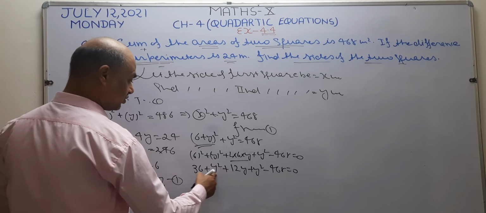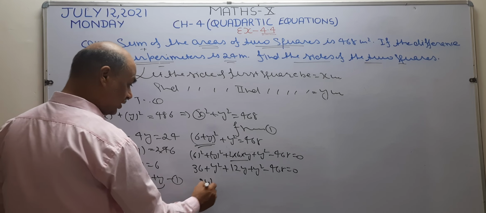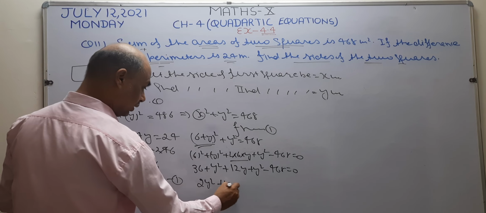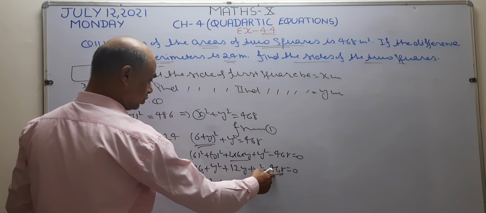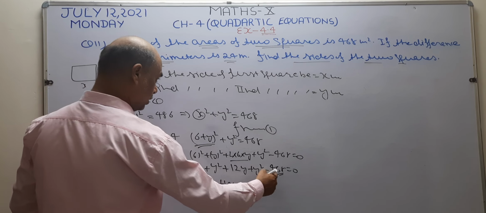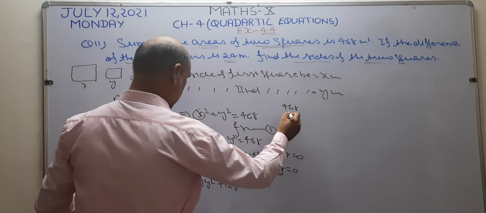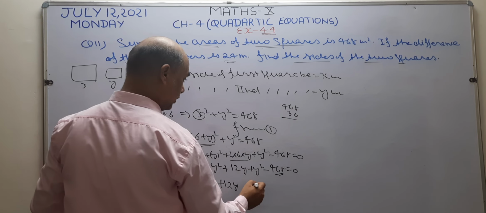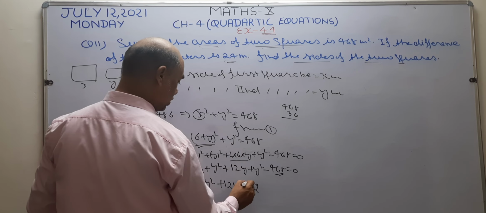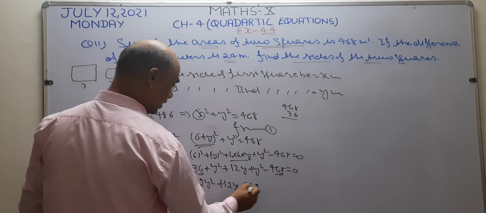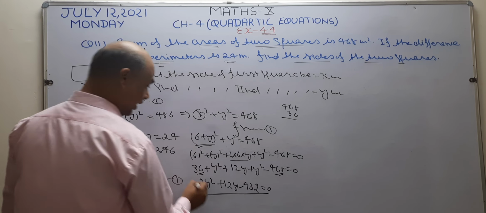Now see, y square and y square become 2y square. This becomes 12y, 36, and this is positive, this is negative. So this is going to subtract from this number. Subtract 36 from this number. This becomes 8 minus 6 is 2, 6 minus 3 is 3, and this is 4. The negative sign is taken. So this is your quadratic equation.